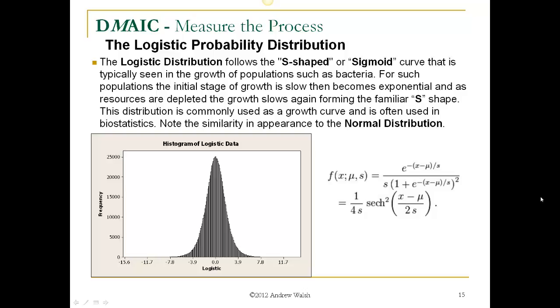The logistic distribution follows the S-shaped or sigmoid curve that is typically seen in the growth of populations such as bacteria or mammalian cells. For such populations, the initial stage of growth is slow, then becomes exponential, and as the resources are depleted, the growth slows down again, forming that familiar S-type shape. This distribution is commonly used as a growth curve and is often used in biostatistics. Note the similarity in appearance to the normal distribution.